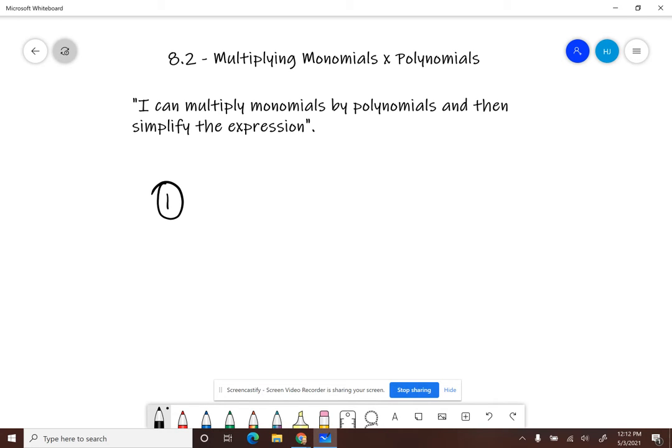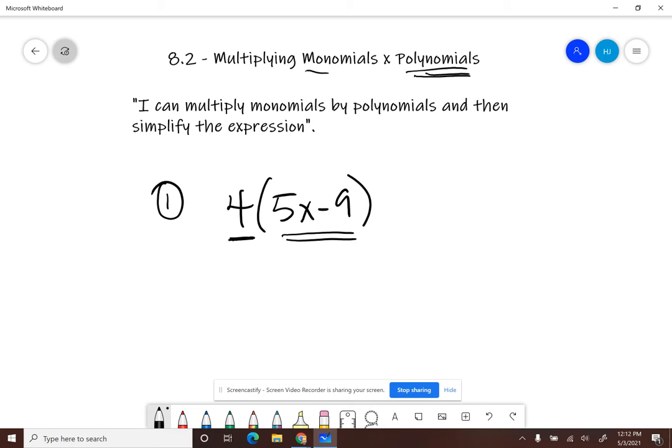We'll call this one example 1. And we've got 4, and we've got a parenthesis, 5x minus 9. One of the first things we have to talk about is that this is a monomial times a polynomial. A monomial is just one term. Mono means one. And polynomials can have a various number of terms, exponents, variables, whatever the case may be. So this is a really general term, and we're going to do a couple of different examples. Basically, this would be a binomial, because it has two terms.